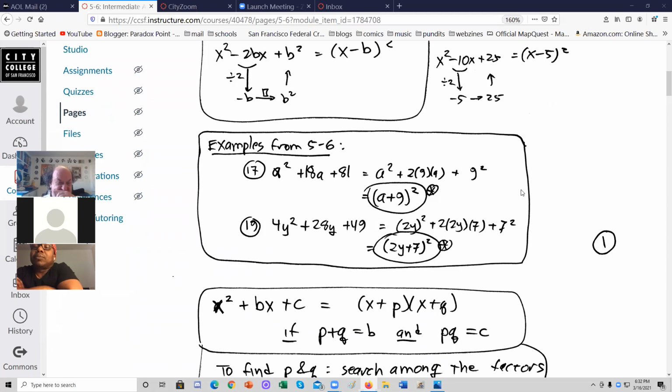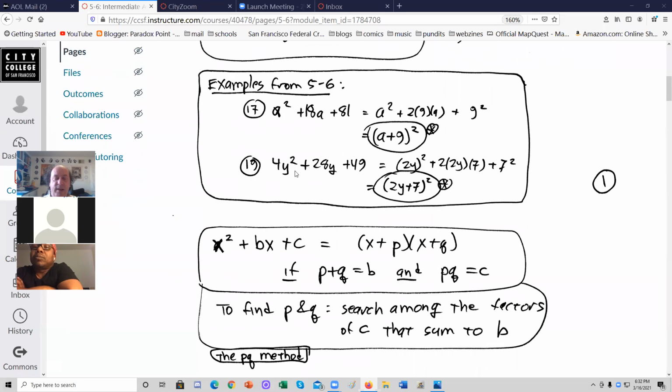So for example, a squared plus 18a plus 81. Well, okay, half of 18 is 9, which goes there. Square that, you get 81, so it checks. So this thing equals the square of a plus 9.